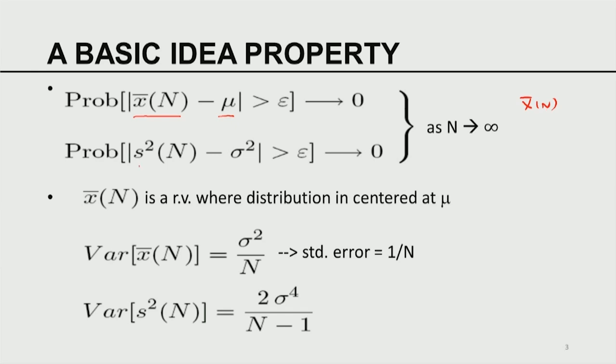Likewise, if I consider the estimate of the sample covariance, the sample covariance estimated using the formula in the previous page differs from the true variance by a quantity epsilon. The probability of that event happening goes to 0 as n goes to infinity. So what does it mean? Both the sample mean and the sample covariance become closer and closer, ever closer to the true mean and the variance as the number of samples goes to infinity. This is a very simple fundamental fact.